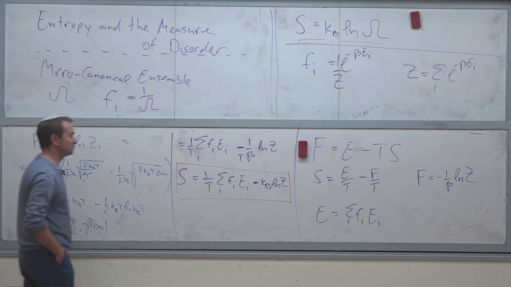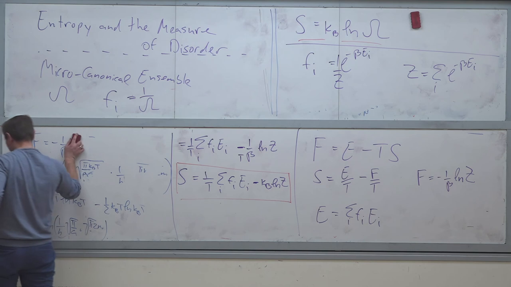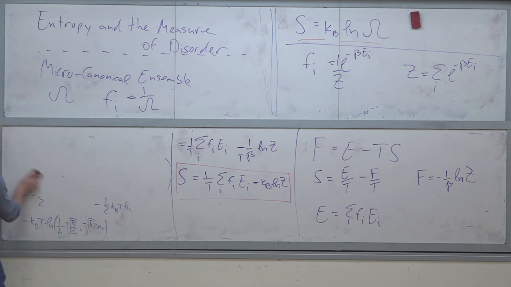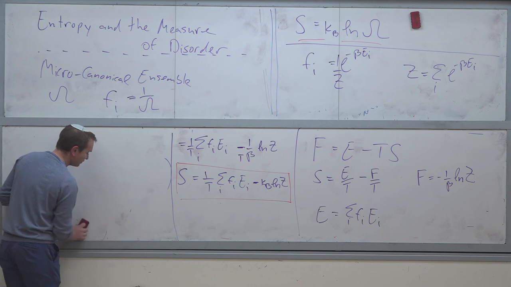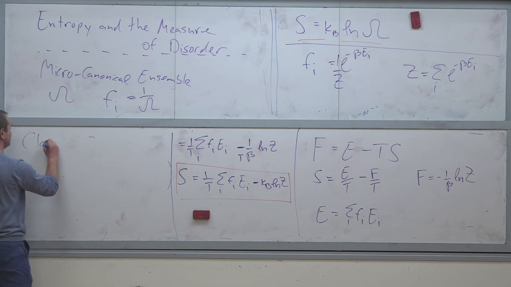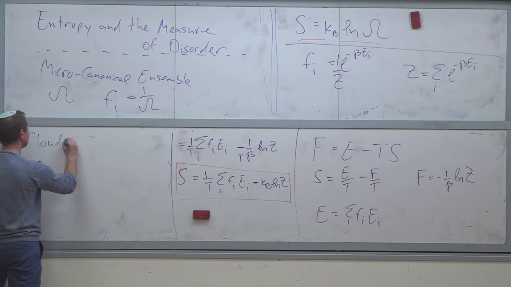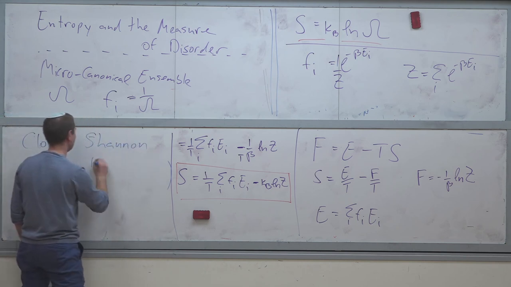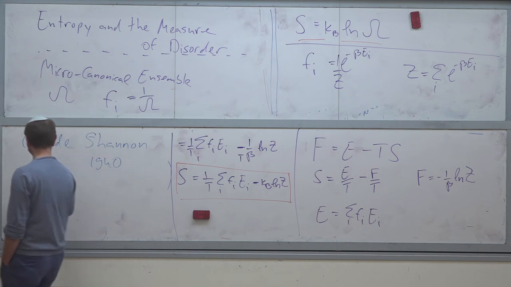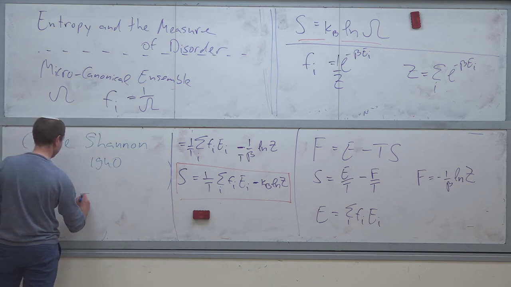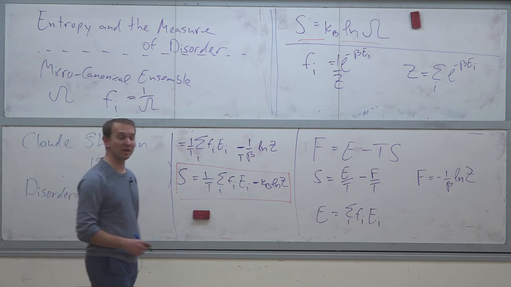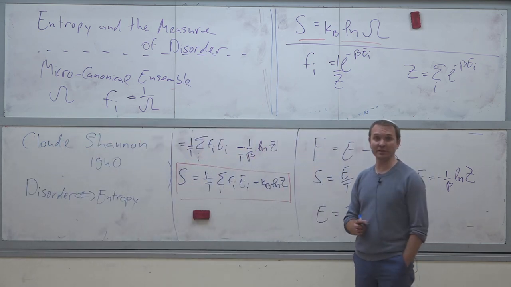So what is entropy? Around 1940, Claude Shannon, who was not a physicist, he was an electrical engineer, worked on information theory. He basically wrote down specific properties of entropy and disorder, and associated what is disorder in the system, how I measure disorder in the system, what is entropy of the system, and how they are exactly related to each other.